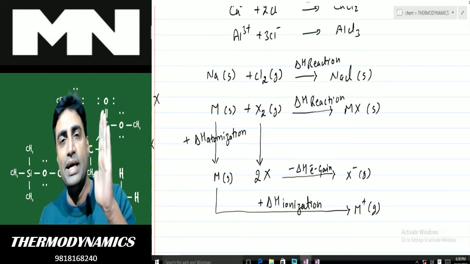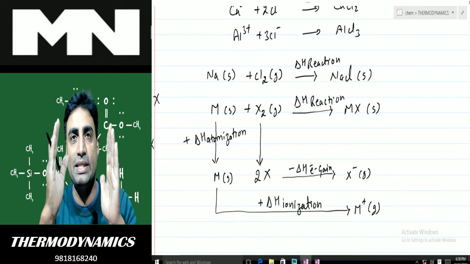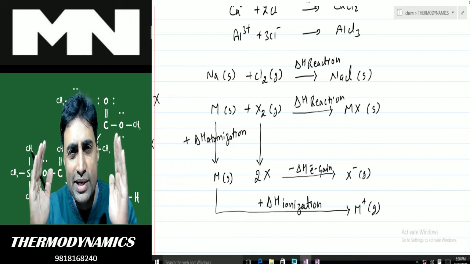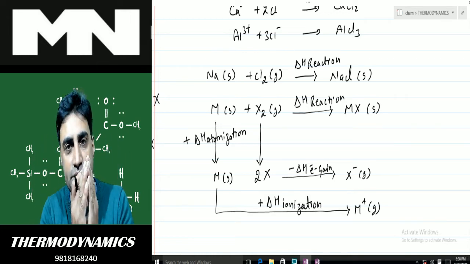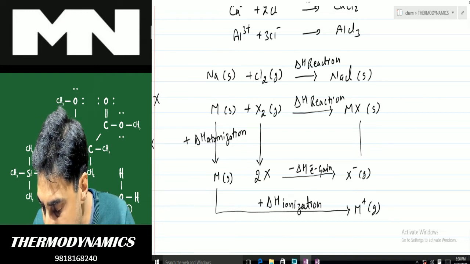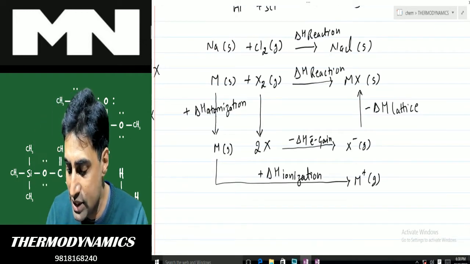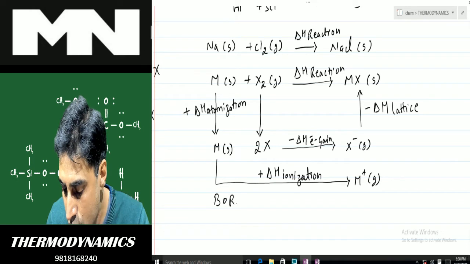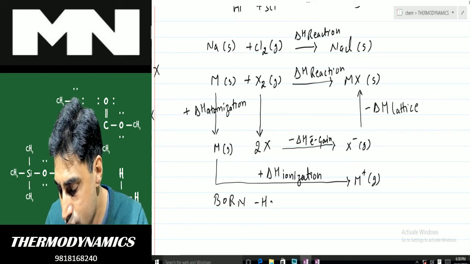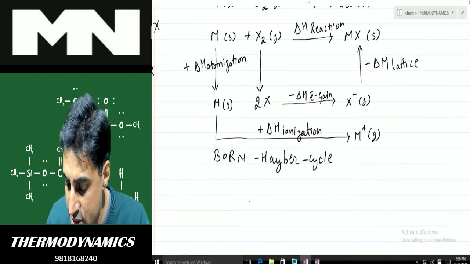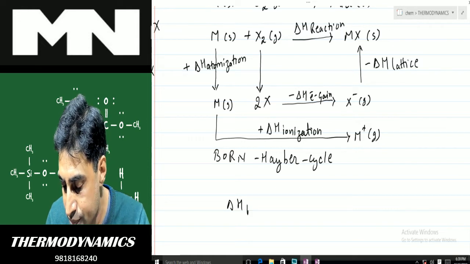Now we have got a metal cation in the gaseous state and a non-metal anion in the gaseous state. They are experiencing attraction, so they are coming closer to each other. Due to prominent attraction, they are coming closer, and they are losing a large amount of energy. The energy which they are losing in this case is known as lattice enthalpy, and its sign is negative. This whole cycle is known as the Born-Haber cycle.